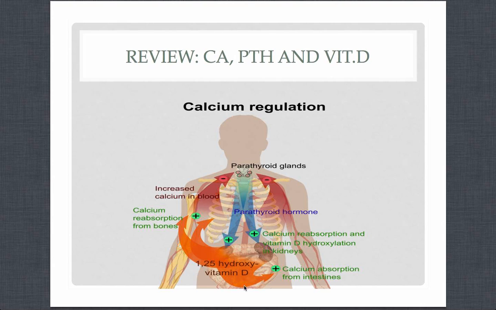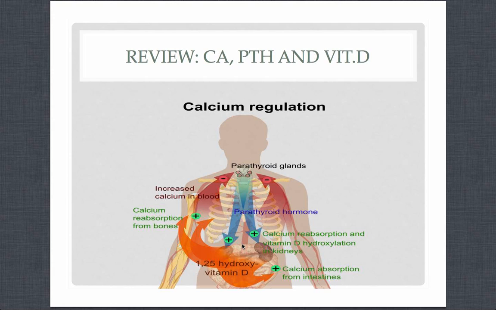So active vitamin D, of course, absorbs calcium from the intestines. It helps with calcium reabsorption from the bones. Parathyroid hormone helps activate vitamin D and hydroxylates vitamin D in the kidney. So once again, it helps with reabsorption of calcium. The point of this is really that vitamin D and parathyroid hormone are very tightly related in calcium regulation.